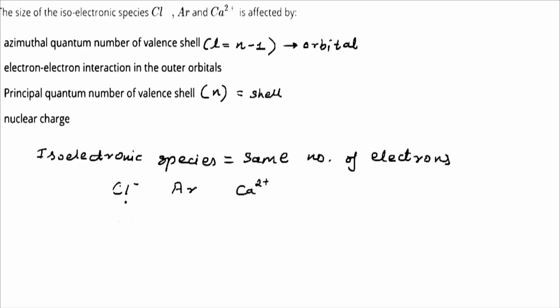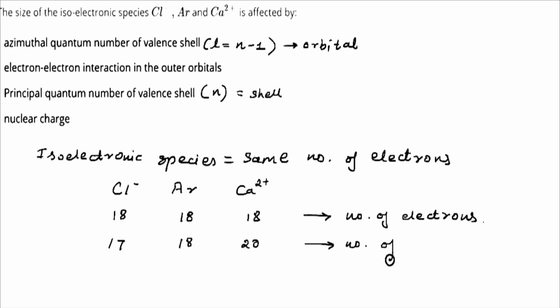Now let us list down the number of electrons residing in each of them. It's 18, 18, and 18. Yes. So the same number of electrons are there. That is the reason, of course, they are called isoelectronic species, isn't it? What is the number of protons? For chloride, the number of protons is going to be 17, which is the atomic number of chlorine, 18 for argon, and 20 for calcium.